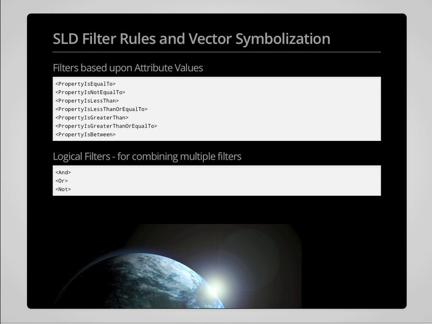When we're defining filter rules for vector data, we have a number of options for building those filter rules. First, we need to define filters based upon attribute values. So in this case, we would be selecting a particular property of a vector data set and comparing the value of that property to some defined value. So when defining a filter based upon attribute values, there are seven options for the type of comparisons to be done.